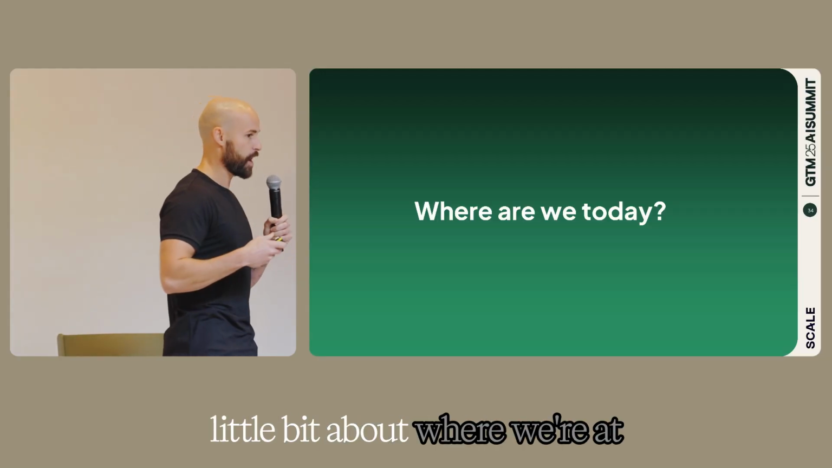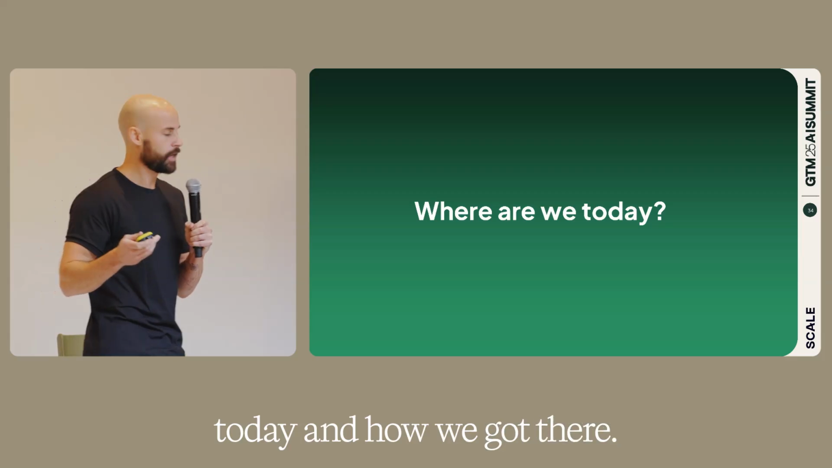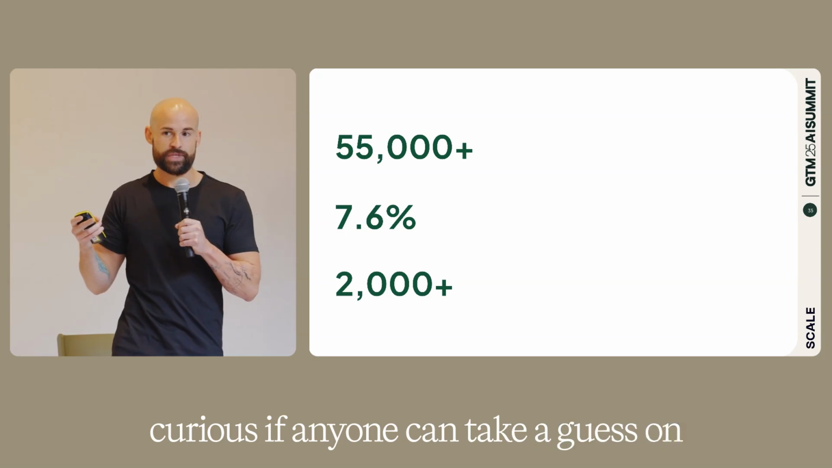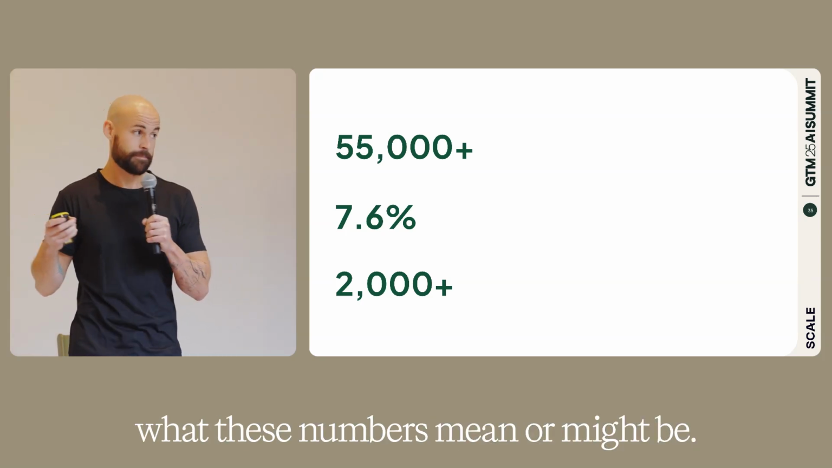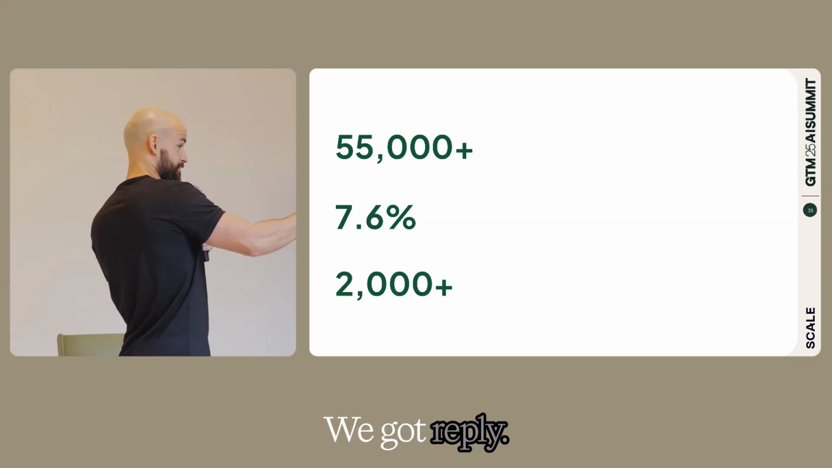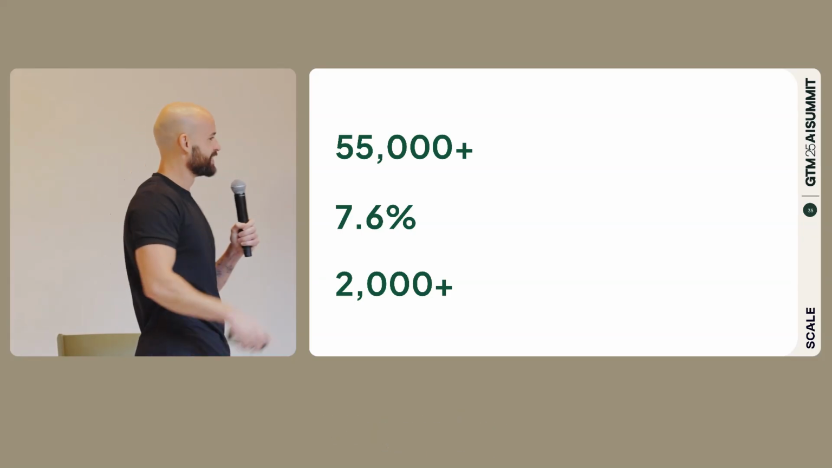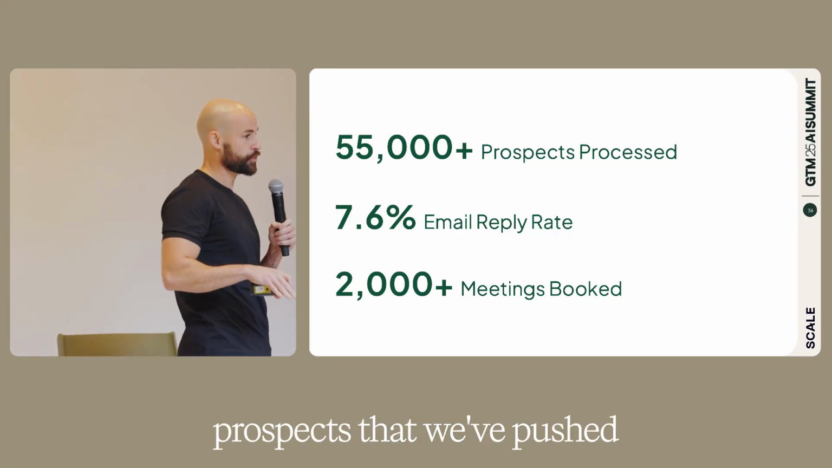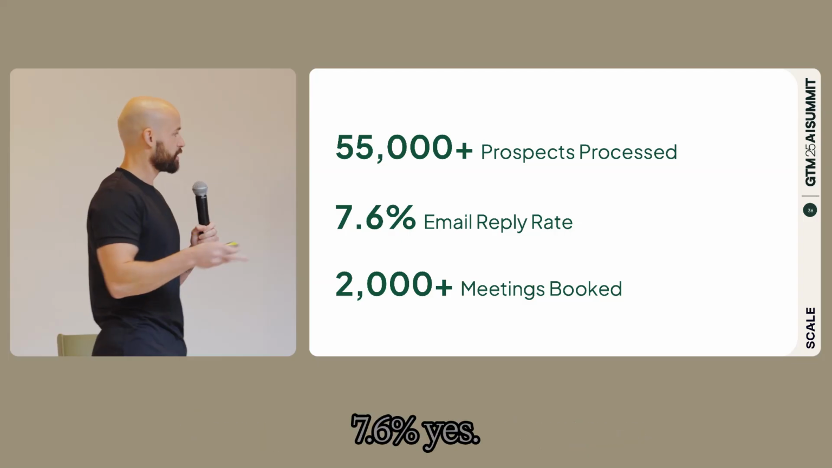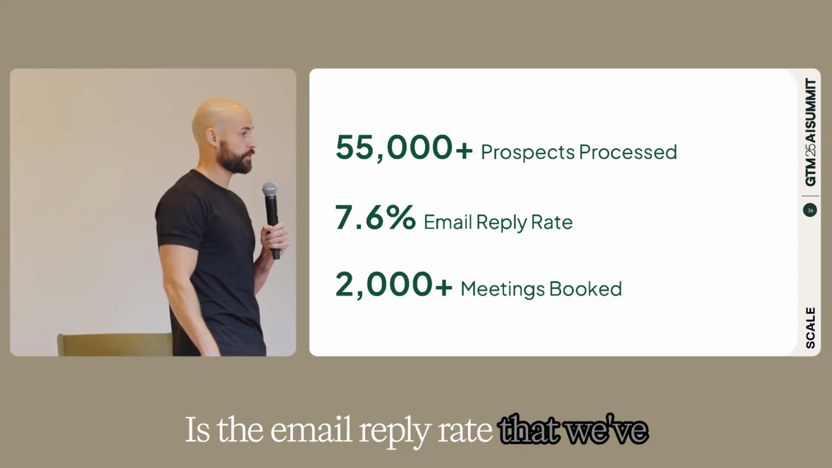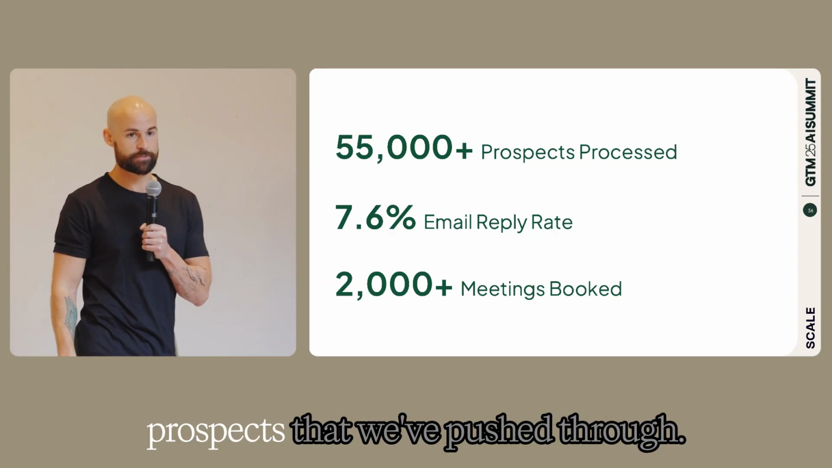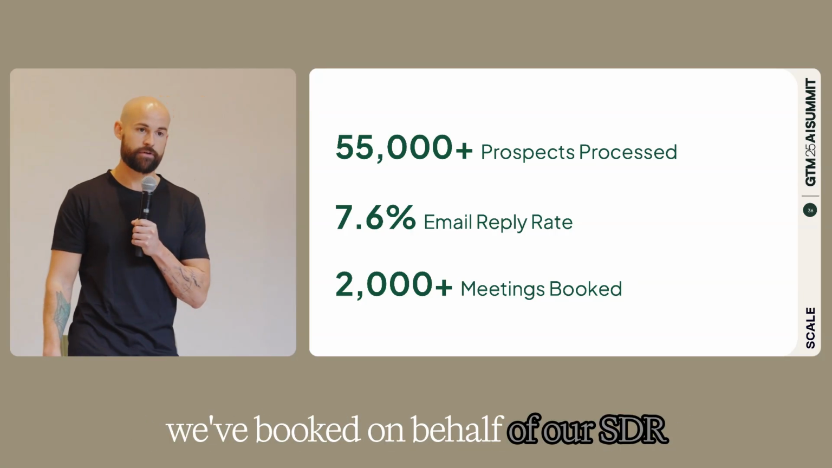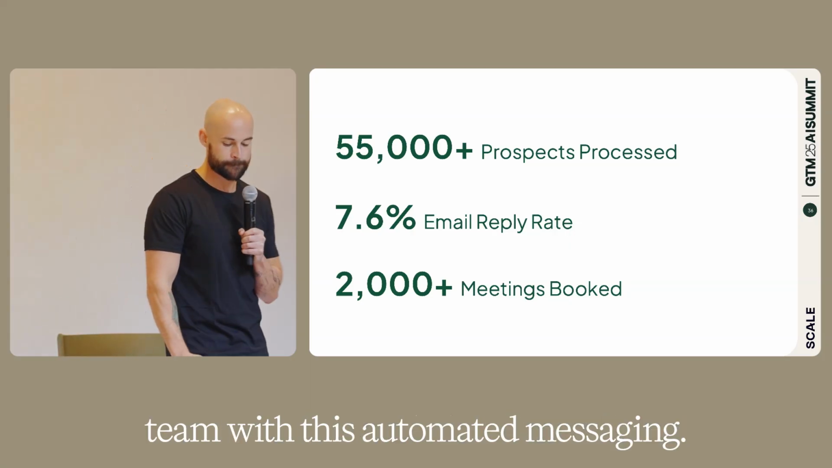I want to start to talk a little bit about where we're at today and how we got there. I want to toss some numbers up and I'm curious if anyone can take a guess at what these numbers mean. So the top number is 55,000 prospects that we've pushed through our automated systems. 7.6%, yes, is the email reply rate that we've maintained for those 55,000 prospects. And 2,000 is the number of meetings that we booked on behalf of our SDR team with this automated messaging.